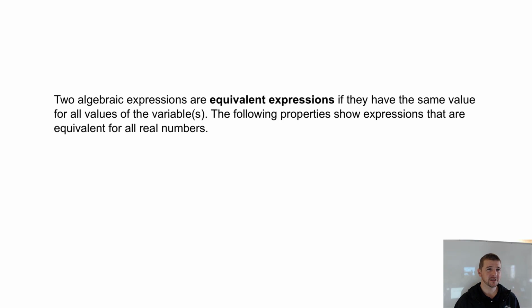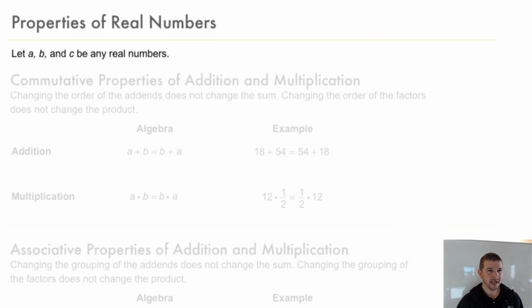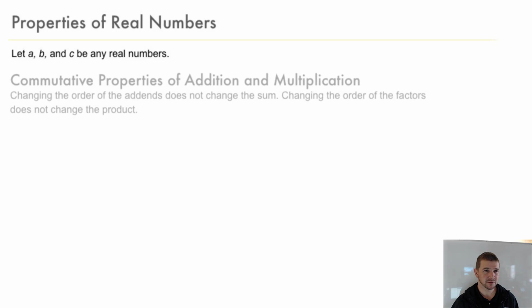Two algebraic expressions are equivalent expressions if they have the same value for all values of the variables. The following properties show expressions that are equivalent for all real numbers. Take note, some properties of real numbers. We'll let A, B, and C be any real numbers.